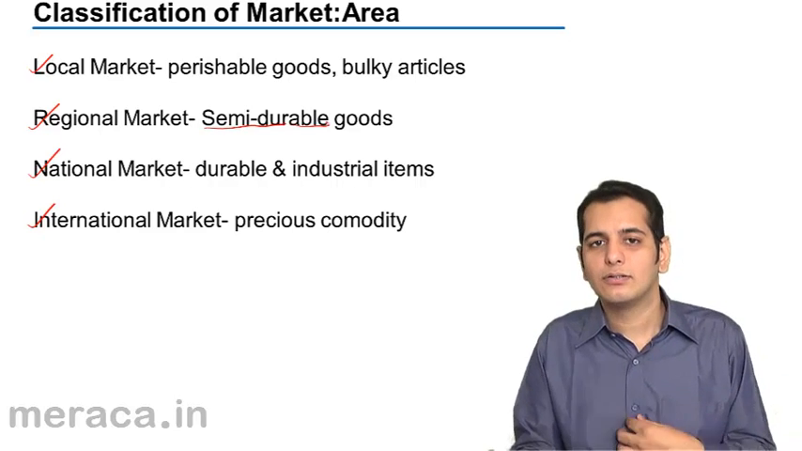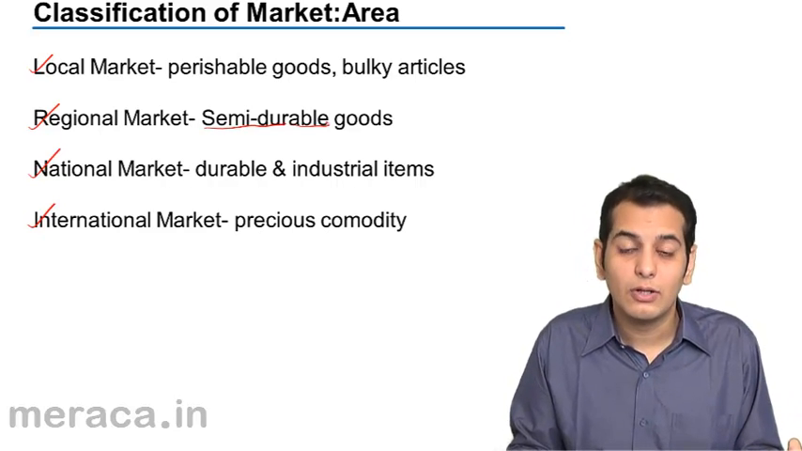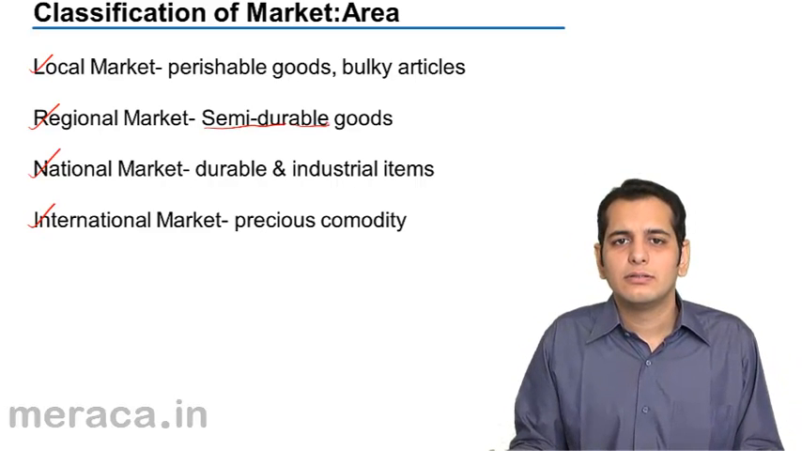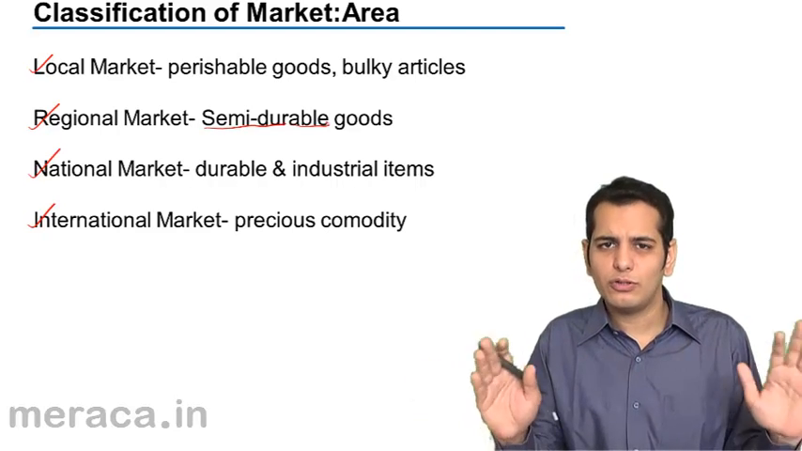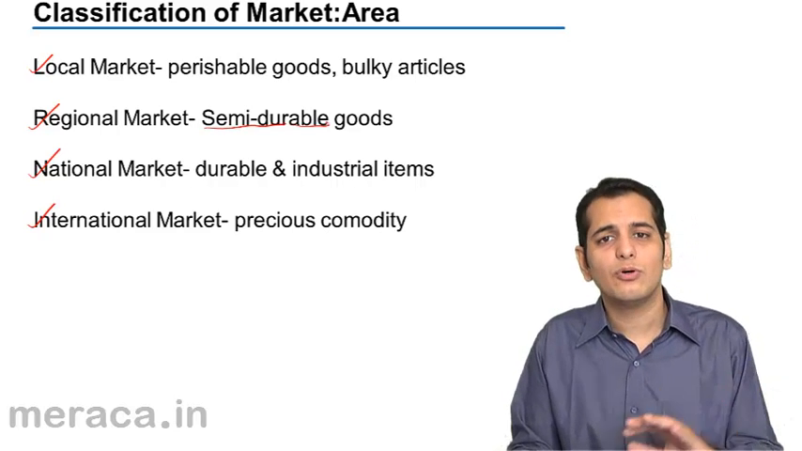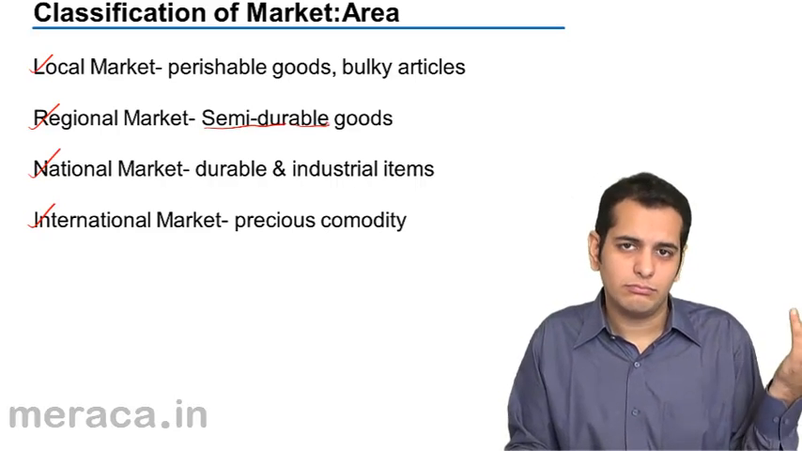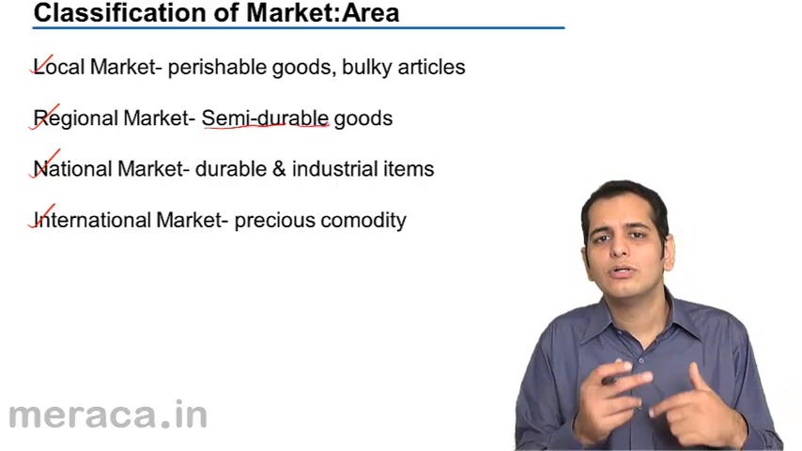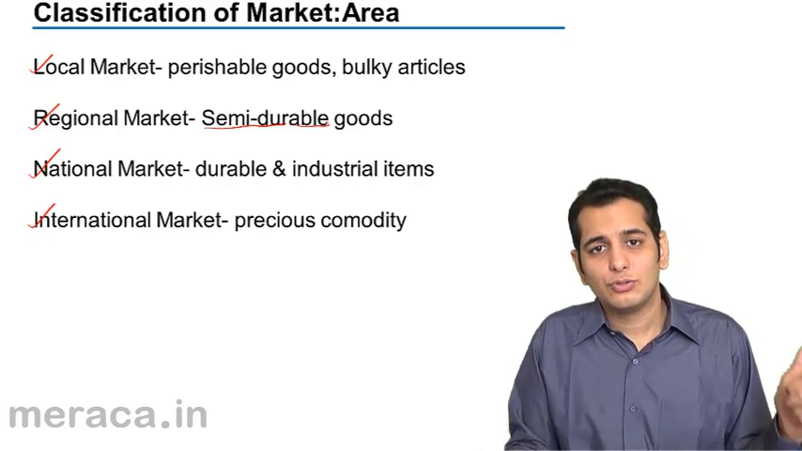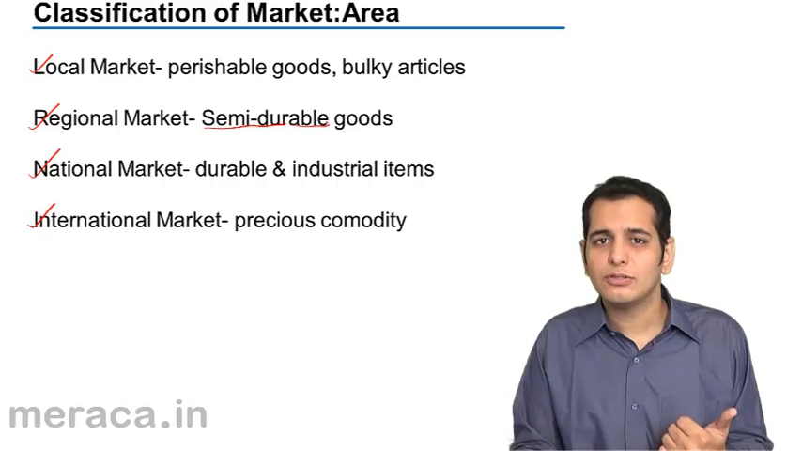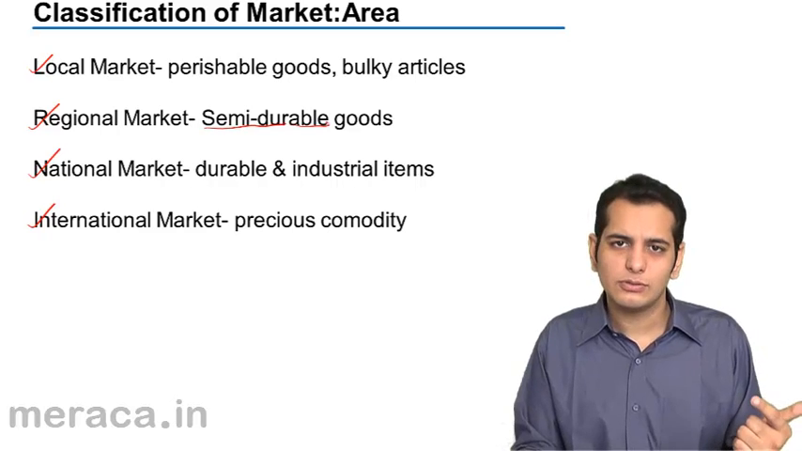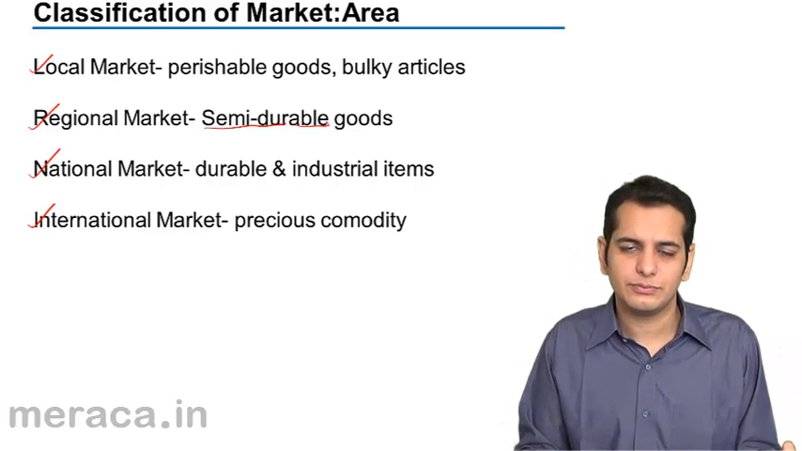Generally, the goods like clothes tend to have a regional market, or maybe goods which are made of plastic tend to have a regional market. So these are the goods which you tend to use for some period of time. They do not get extinguished, they do not get completed by one use. So you tend to use them in a recurring fashion. So in the local markets you have perishable goods which do not have much of a life. In the regional market you have goods which are semi-durable in nature.